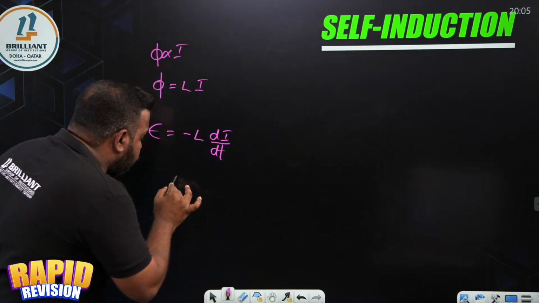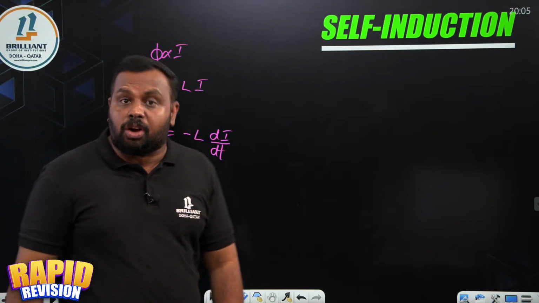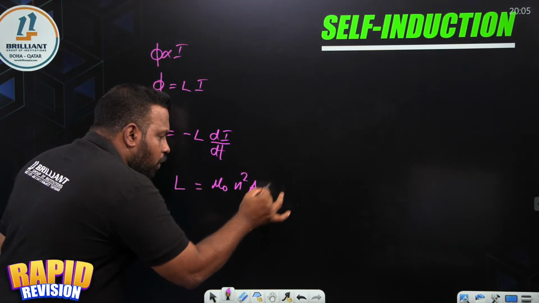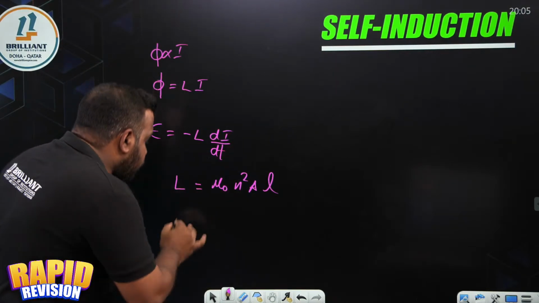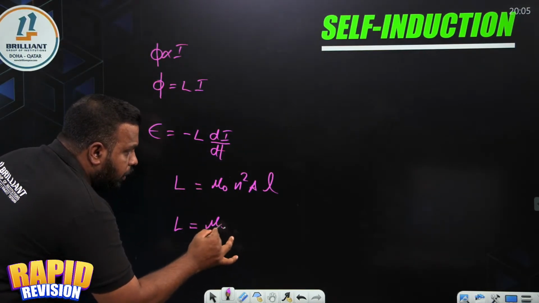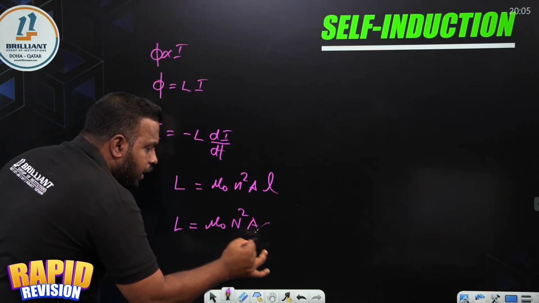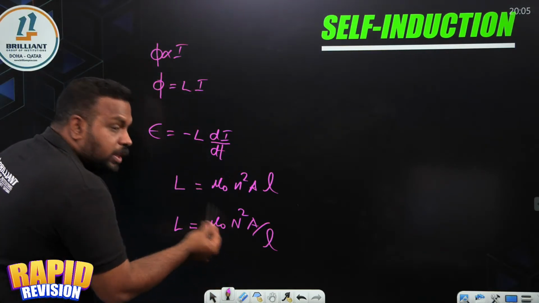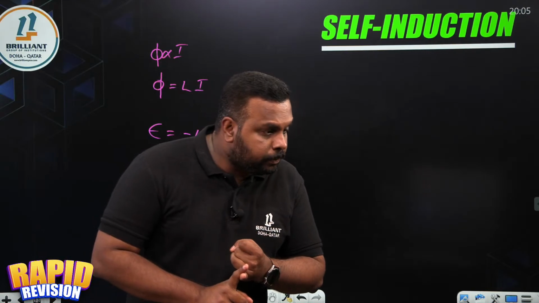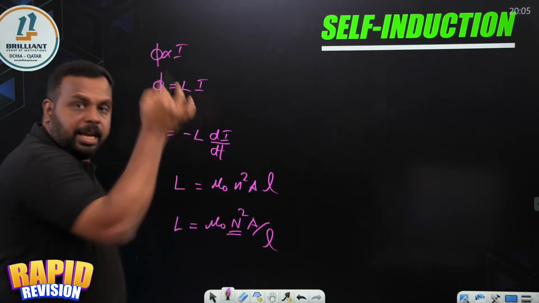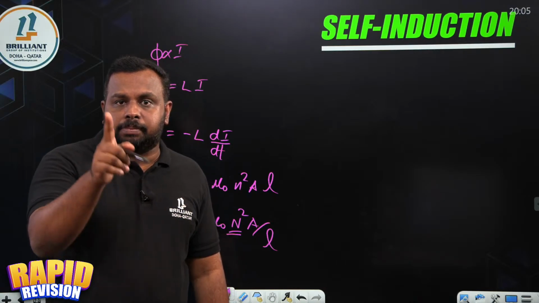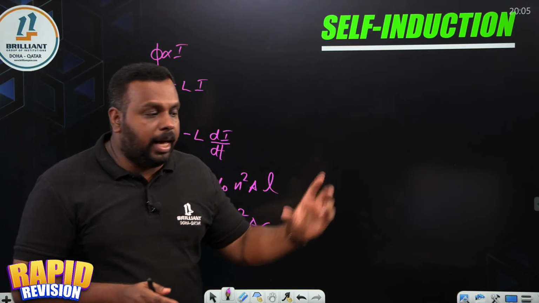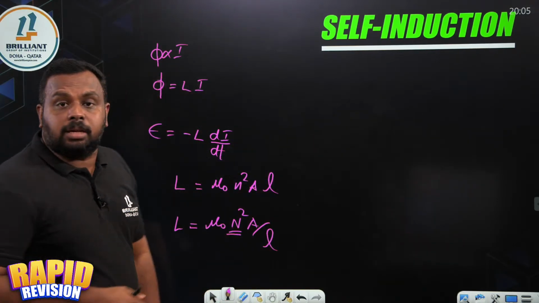Another formula is the expression for the self-inductance of a solenoid, mu naught n square l. And there is another formula, don't be confused, mu naught N square A by l. What is the difference between small n and capital N? Please note that in magnetism standard notations are there. Small n represents the number of turns per unit length and capital N represents the total number of turns.